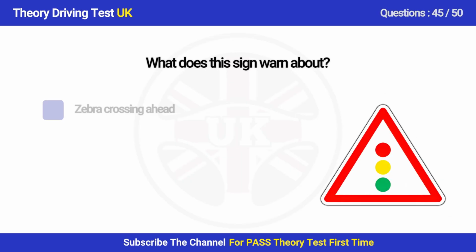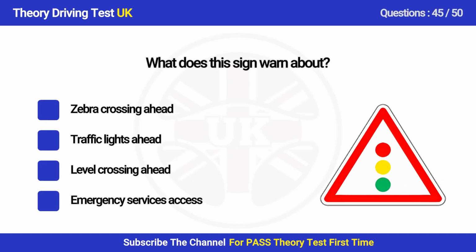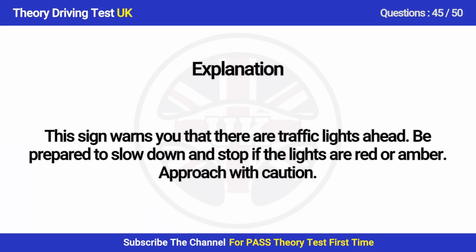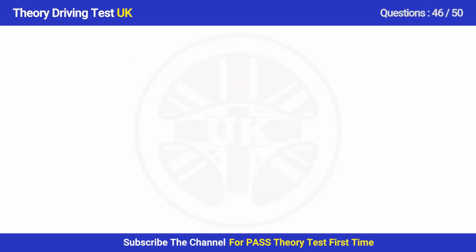Question 45. What does this sign warn about? A. Zebra crossing ahead. B. Traffic lights ahead. C. Level crossing ahead. D. Emergency services access. Answer is B. Traffic lights ahead. This sign warns you that there are traffic lights ahead. Be prepared to slow down and stop if the lights are red or amber. Approach with caution.